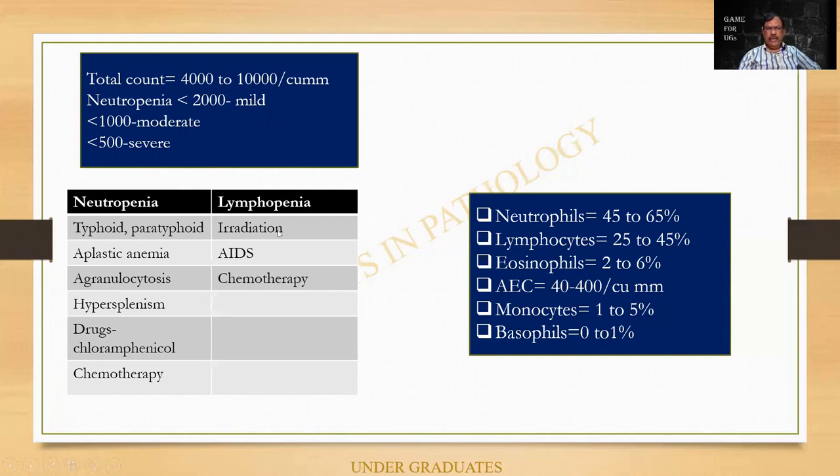Lymphopenia can be after irradiation, chemotherapy, also in patients because of AIDS. We call it a burnt out syndrome. And there is a normal differential count. You people should remember, absolute eosinophil count is 40 to 400 per cubic millimeter. When I ask absolute eosinophil count, students answer 2 to 6%. 2 to 6% is the differential count, whereas absolute count is the absolute number.